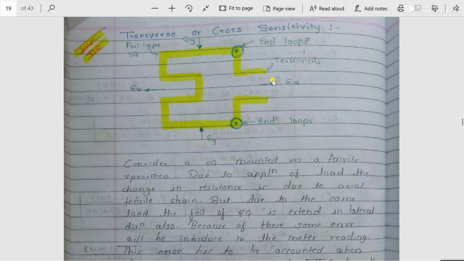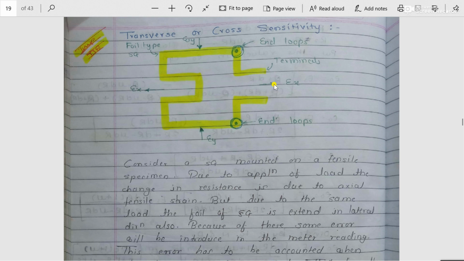But at the same time, some amount of strain is also developed in the y direction. This epsilon y represents the compressive strain induced in the strain gauge, and it is represented in the opposite direction. The force applied in the x direction gives a tensile strain, but the strain induced in the y direction is considered a compressive strain. The strain induced in the y direction is called the transverse strain, or the transverse direction, or the transverse sensitivity.